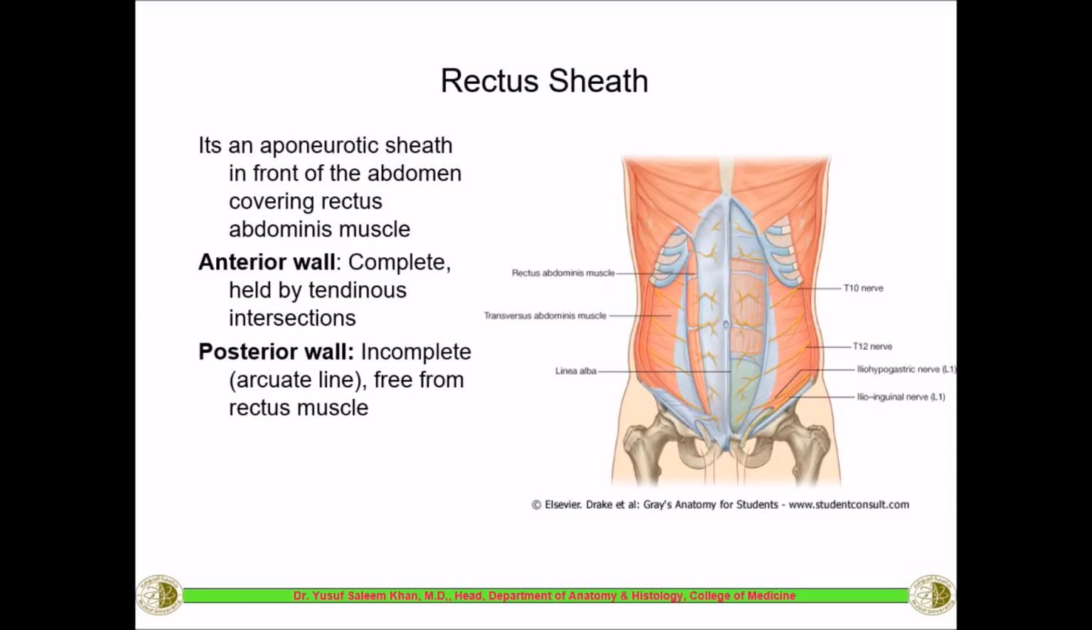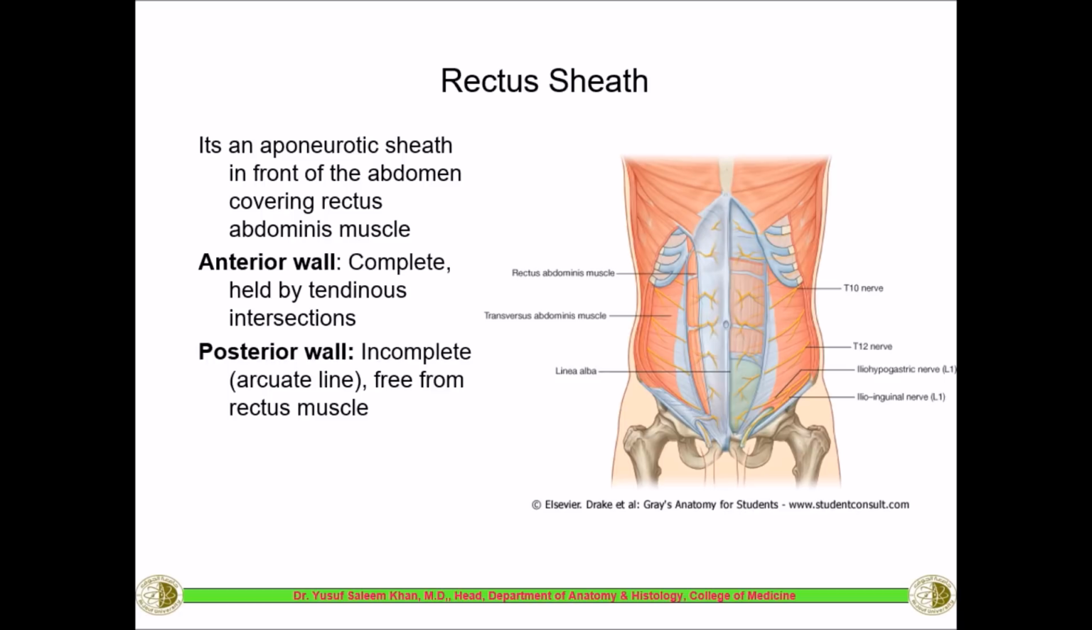Now coming to the rectus sheath. The rectus sheath is nothing but the aponeurosis of all 3 muscles: external oblique, internal oblique, and transverse abdominis, which will be covering the rectus abdominis. It is an aponeurotic sheath in front of the abdomen, covering the rectus abdominis muscle. You can see here, this is the aponeurosis of the external oblique, internal oblique, as well as the transverse abdominis, which is covering this muscle, called the rectus sheath.